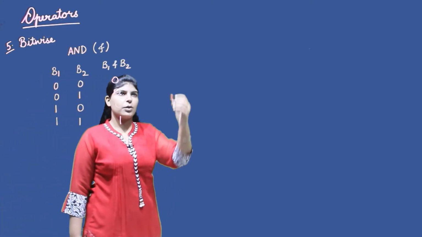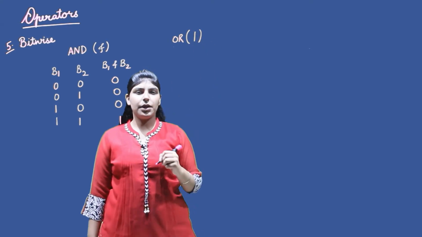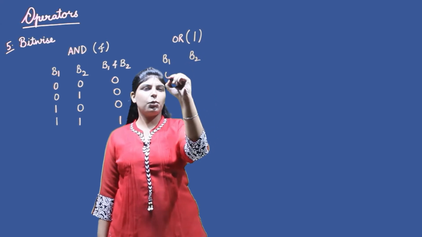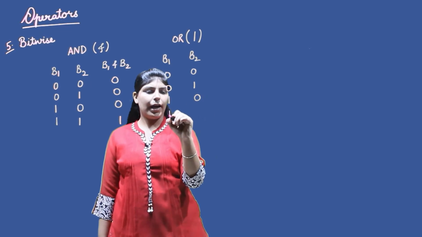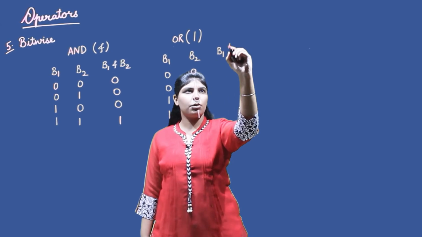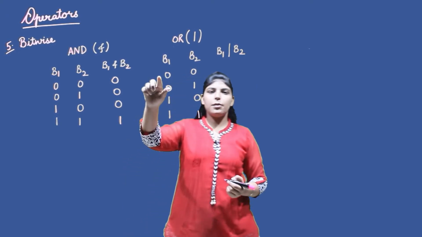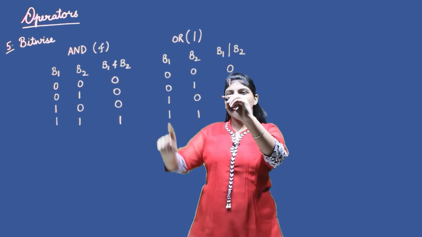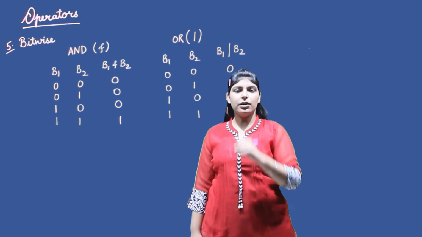The next bitwise operator we have is OR operator. It is denoted by a single pipe symbol. So if I have two bits, bit 1 and bit 2, the values are both bits 0, first bit 0, second 1, first 1, second 0, and both 1. If I apply OR operation on both the bits, OR will return 1 if any one of them is 1. Here both the bits are 0, so OR will be 0. Here one of them is 1, so OR will be 1. Here also one of them is 1, so OR will be 1. Here both the bits are 1, so OR will return 1.